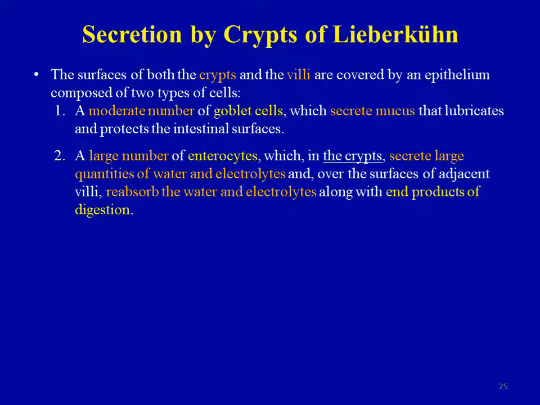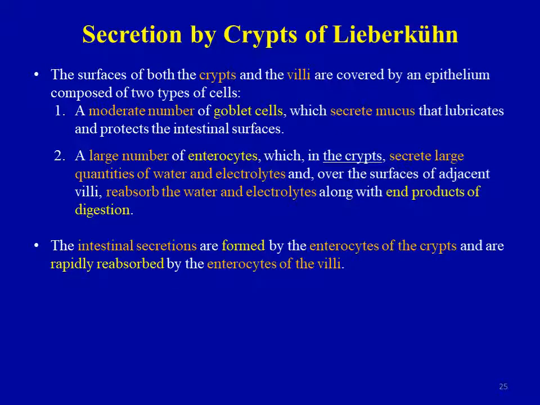So in the crypts, in addition to the Paneth cells, enteroendocrine cells, and the stem cells, we have other cells that are secretory enterocytes. They secrete water and electrolytes, and this water plus the electrolytes, in addition to the products of digestion, are absorbed by the enterocytes on the villi. We call them the absorptive enterocytes. So we have two types of enterocytes: secretory enterocytes in the crypts, absorptive enterocytes on the villi.